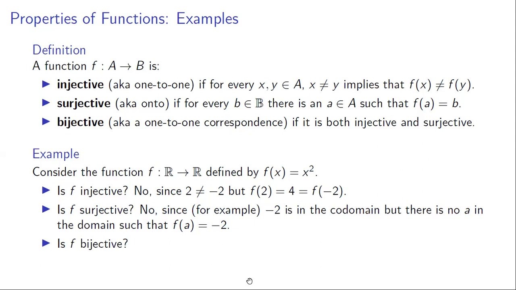Is f bijective? Well, this is easy. No, since it is not injective, and also since it is not surjective. But one of those would be enough. So therefore, it's not bijective.